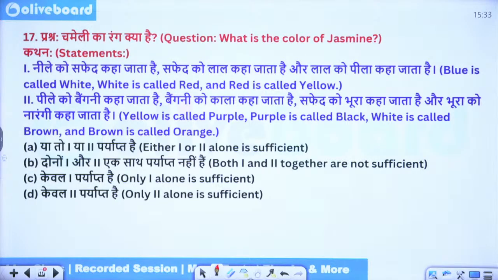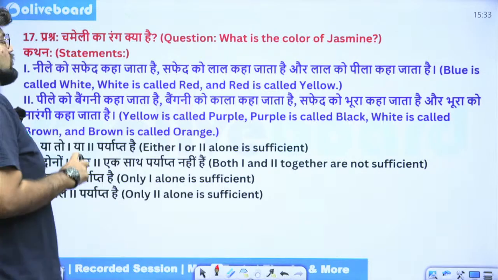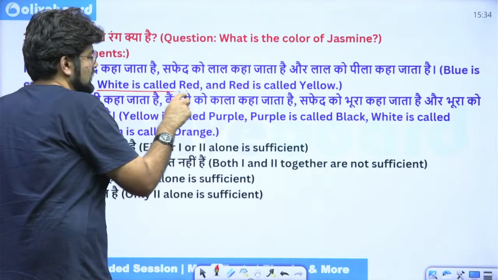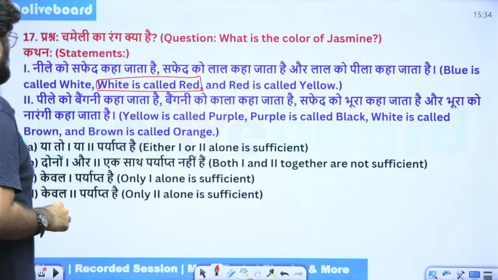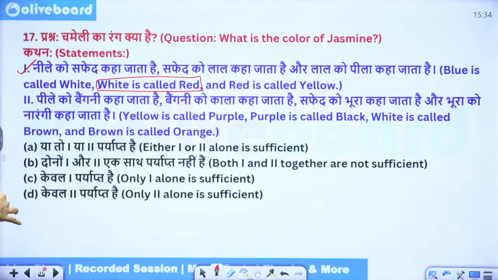Now 1 alone says that this is a code. Blue is white, white is red, red is yellow. So we know that white is called red. So this will give us the code for the color of jasmine in this coding. Okay. So 1 alone is sufficient. That means this is gone. And both are not sufficient, also gone. It's either or 1 alone.